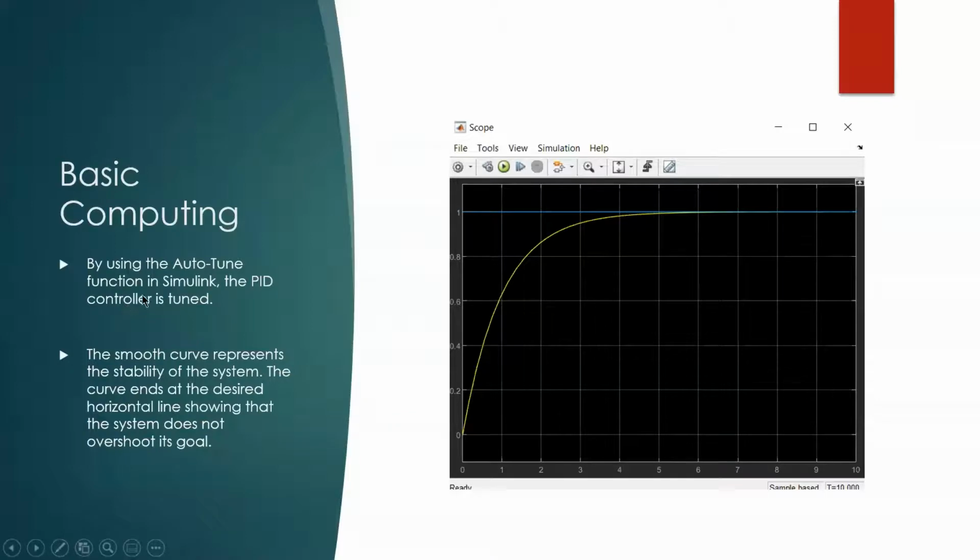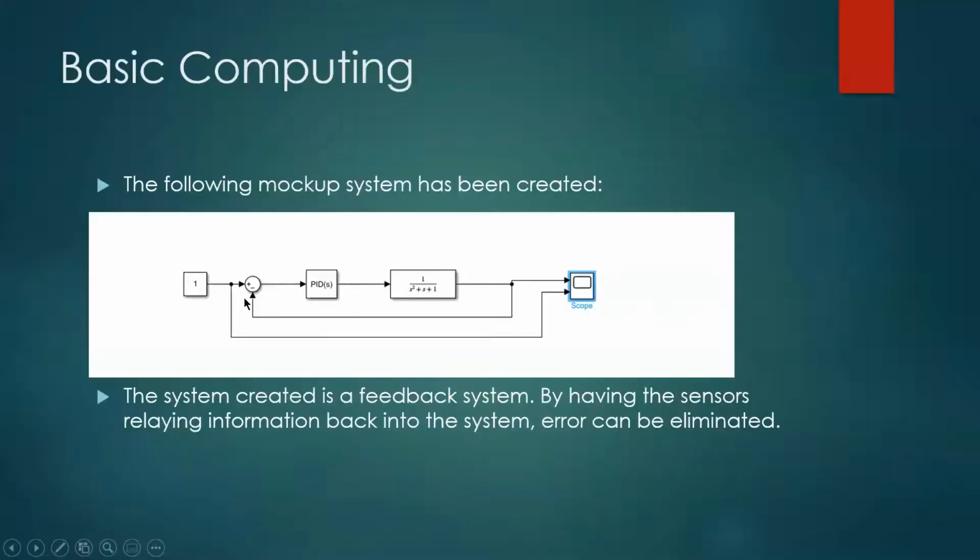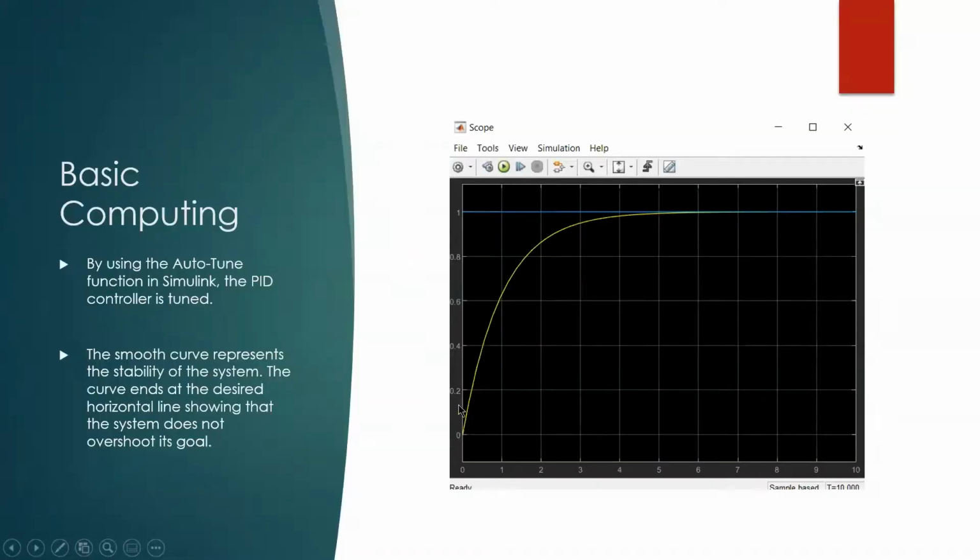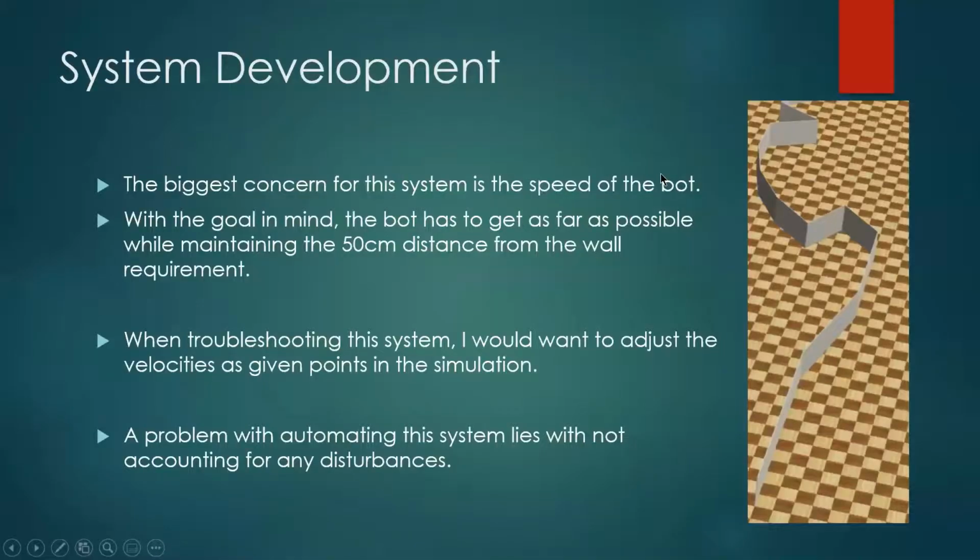So I use the auto-tune function in Simulink to tune the PID controller of the mockup system I made here. You'll notice from the output, we have a nice smooth curve after doing the auto-tune. The curve does not go over the horizontal line, or else that would mean the system's unstable and the car is overshooting its goal, which is not good because it's not meeting the requirements.